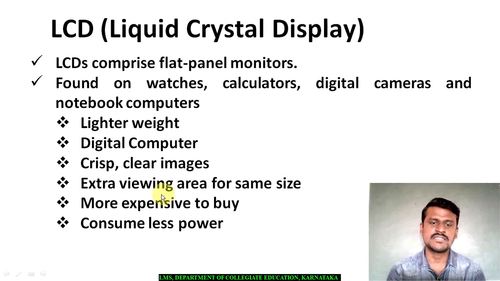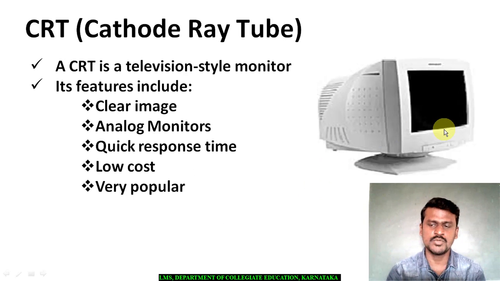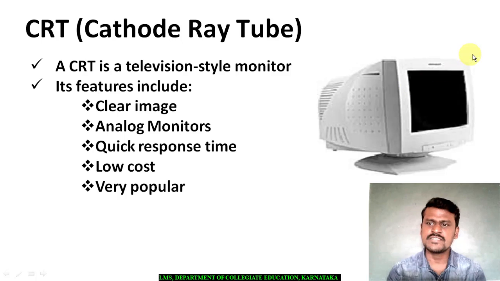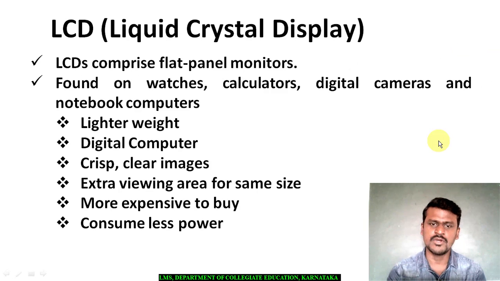Next, extra viewing area for the same size. As the LCDs are flat and these cathode ray tubes are domed or curved, some of the space is wasted in the case of CRT monitors.